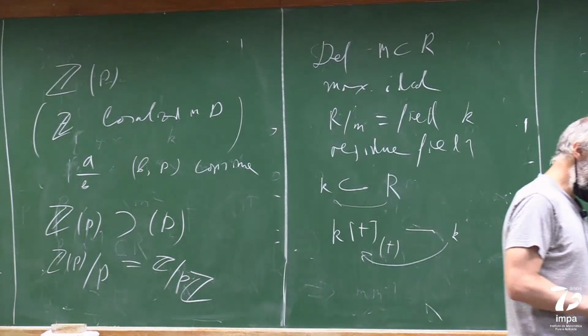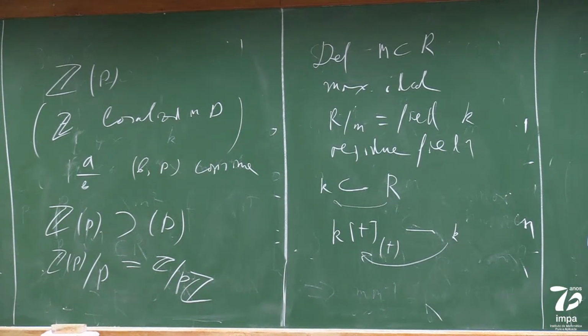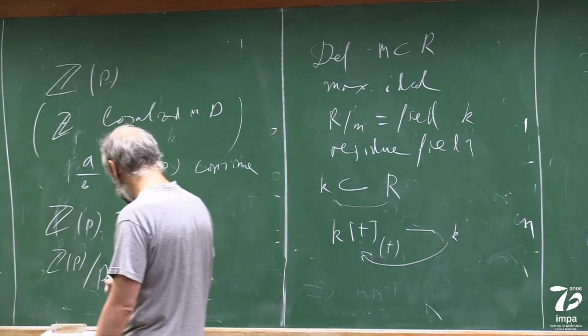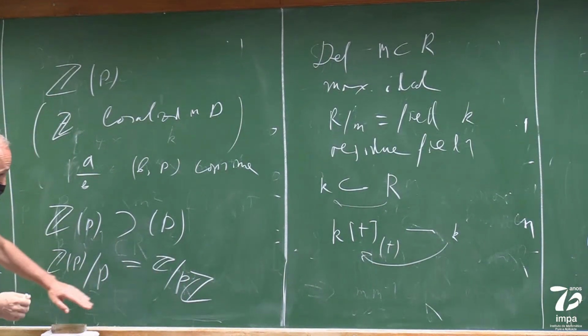And this plays an important role in number theory because there are things called function fields where you have this section, and there are things called number fields where you don't.